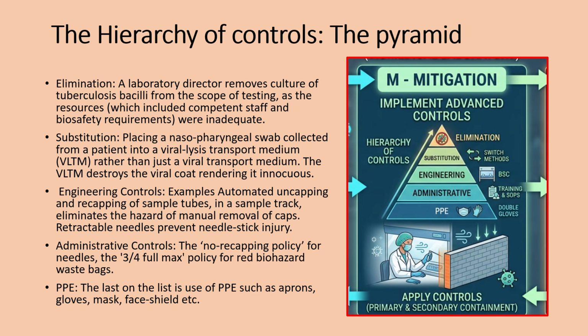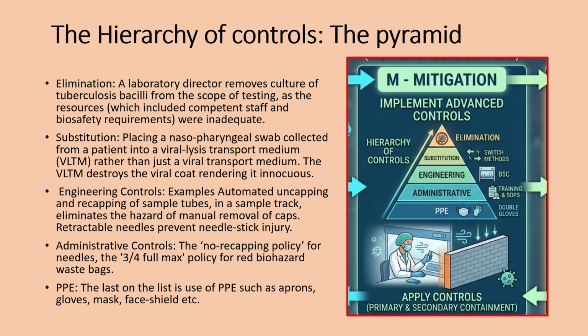The figure of the pyramid shown here represents the hierarchy of controls. The first one in this pyramid is elimination. It is at the apex. For example, a laboratory director removes culture of tuberculosis bacilli from the scope of testing as the resources, which included competent staff and biosafety requirements, were inadequate.